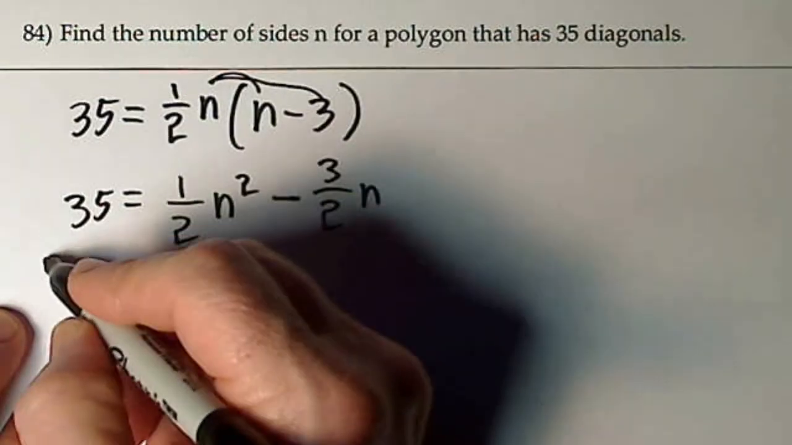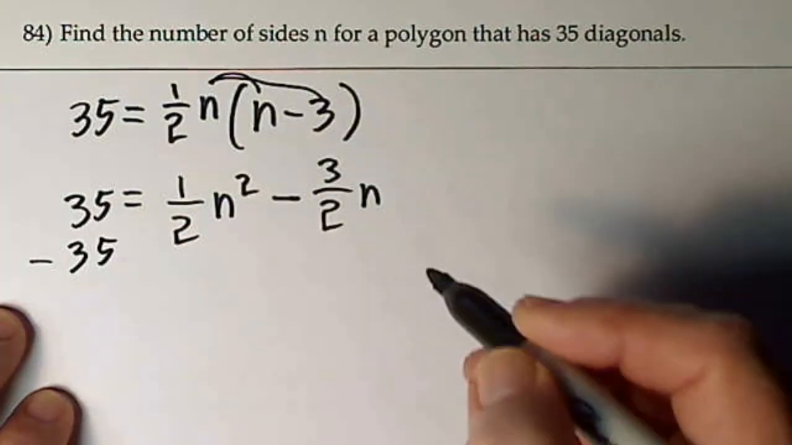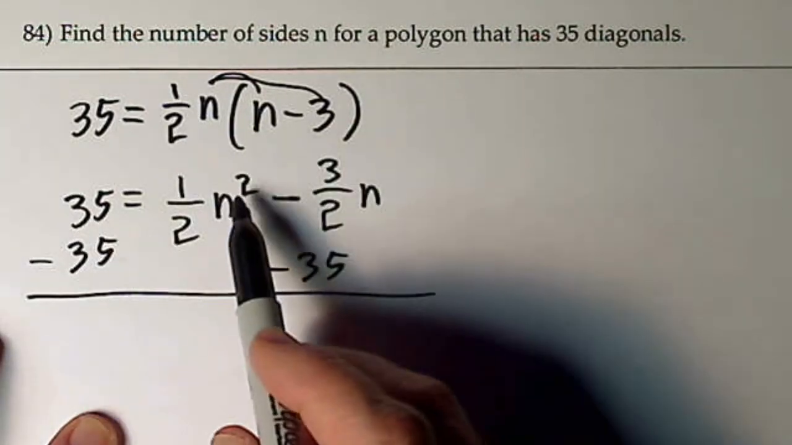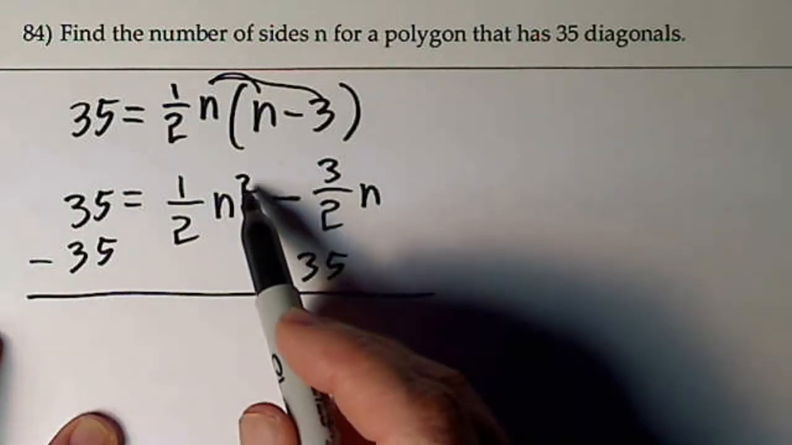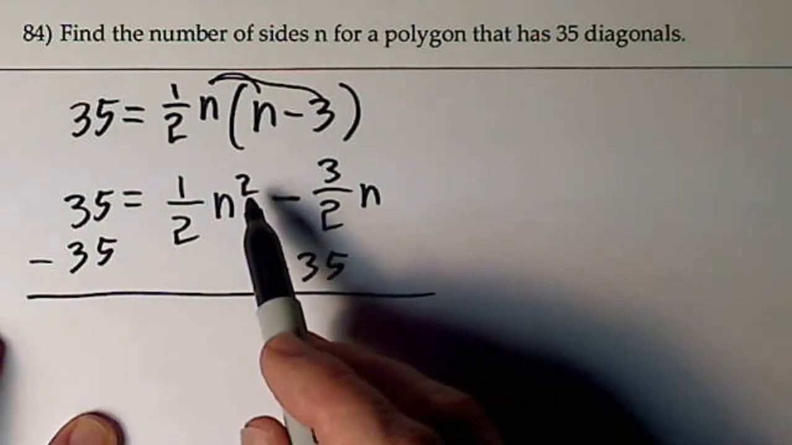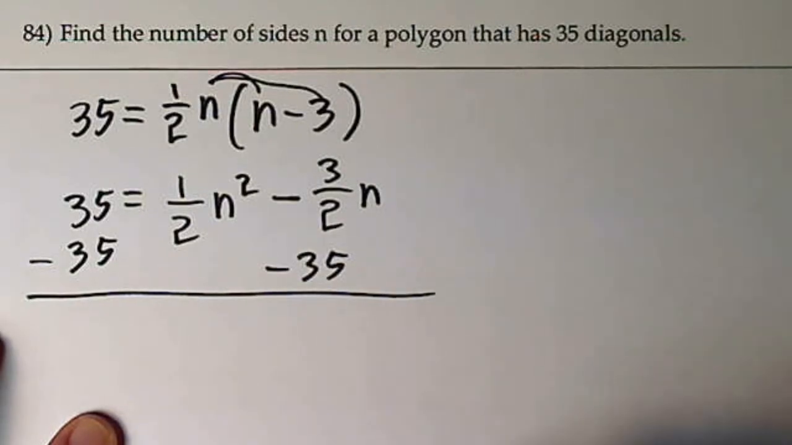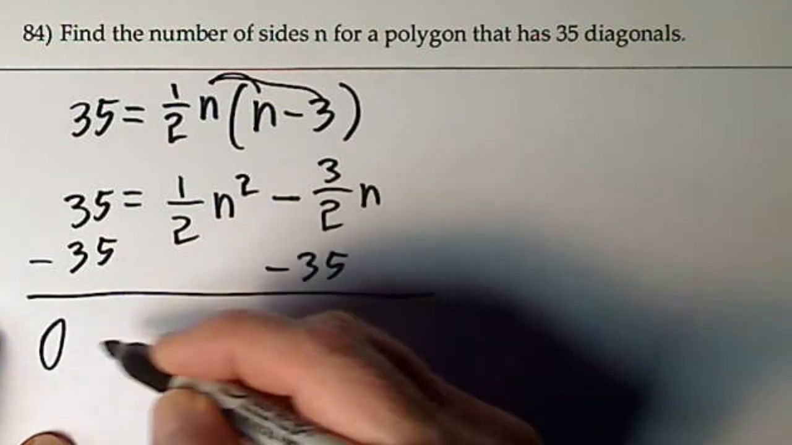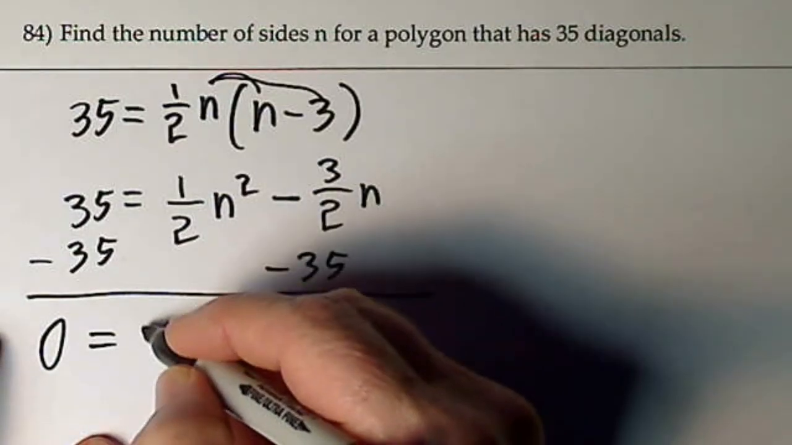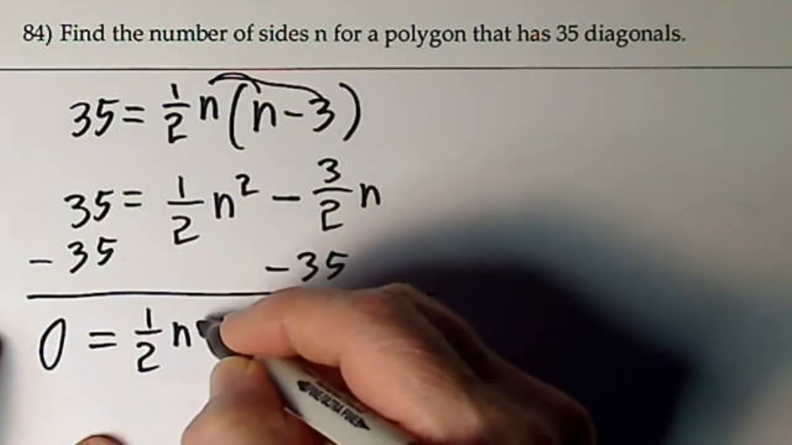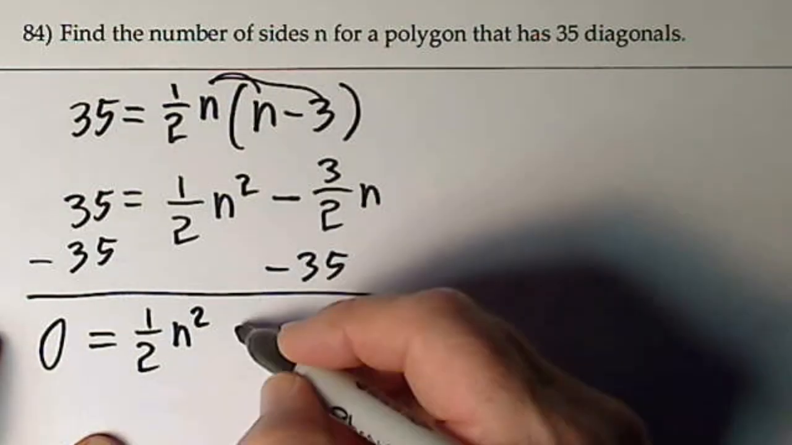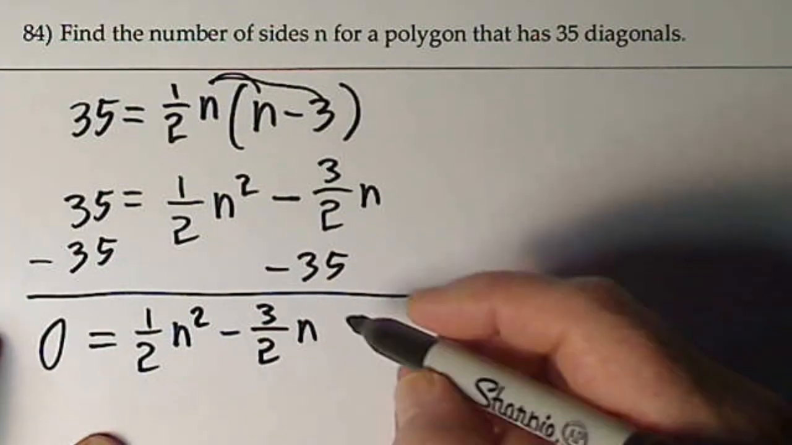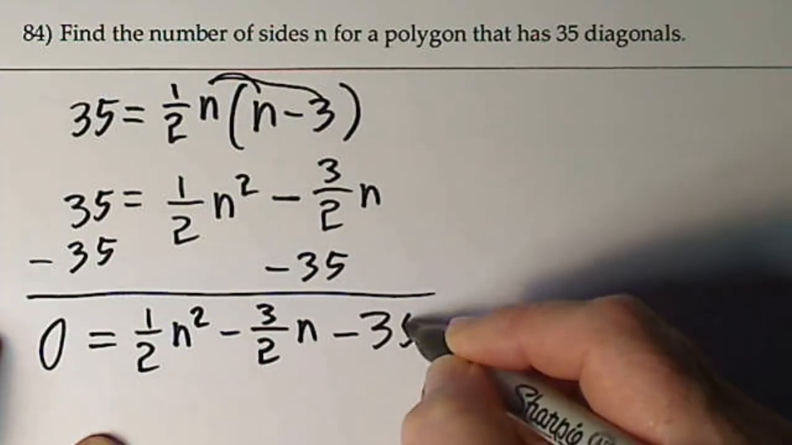Alright, so we'll subtract 35 from each side. Again, because we want this equal to 0 when you have an exponent of 2. We don't really have a way to solve it without factoring. So to use the zero factor property, I need all this equal to 0. So, well, we have our 0. And on this side, we have 1/2 n squared minus 3/2 n and minus 35. Okay.